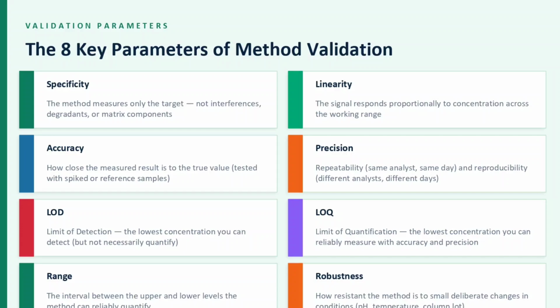Precision covers 2 levels. Repeatability is the precision when the same analyst runs the same samples on the same day, on the same instrument. Reproducibility, sometimes called intermediate precision, is the precision when different analysts, different days, or different instruments are involved. Both matter in a GMP environment.